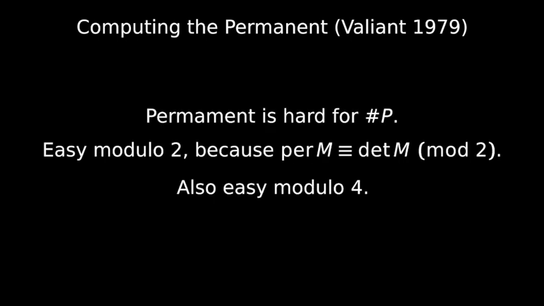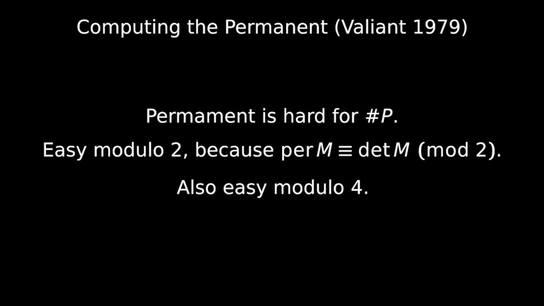Let's recall some basic facts about computing the permanent. Famously, the permanent is hard to compute, in fact hard for the counting class #P. On the other hand, the permanent is easy modulo 2. This is because it equals the determinant, since minus 1 is the same as 1 modulo 2, and the determinant famously can be computed in polynomial time by a method due to Gauss.